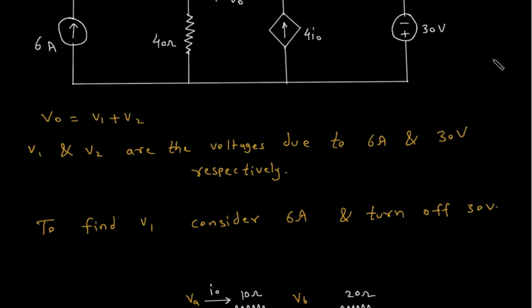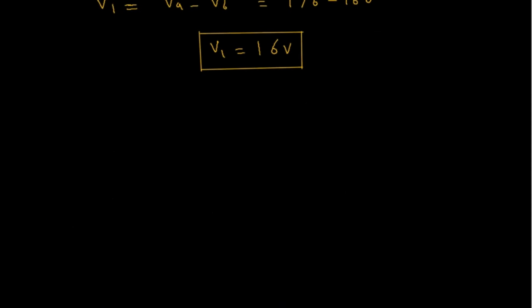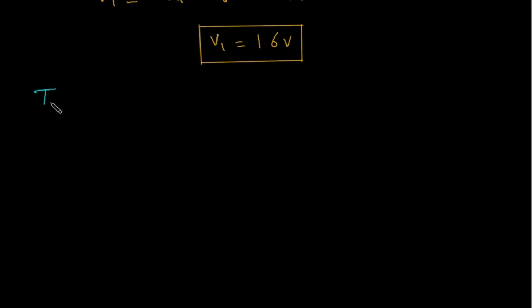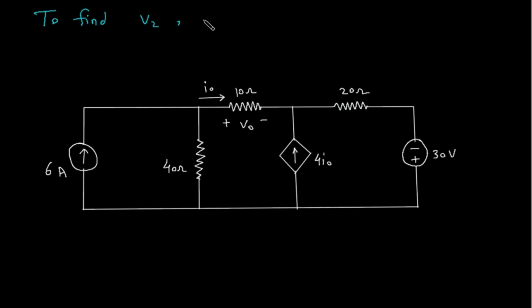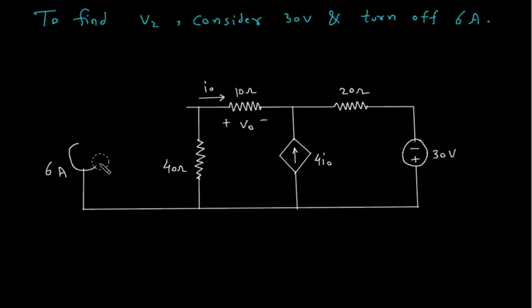Next, what we have to find? V2. Now to find V2, we will consider this 30 volt voltage source and turn off the 6 ampere current source. When we turn off the current source, it will be an open circuit. Now let's say this is node VC. Let's say this is current I1.